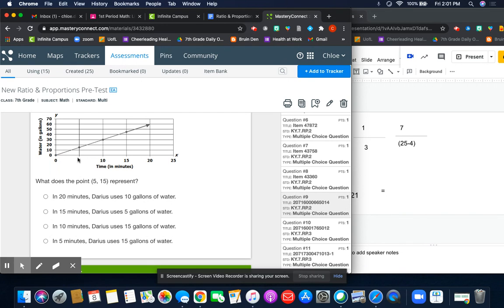And in 5 minutes, do I use 15 gallons of water? So again, this is copy and pasted, so I'm not just going to flat out say, okay, it's this one. But you really just want to test the graph out and say, okay, is this true? Is this not true?